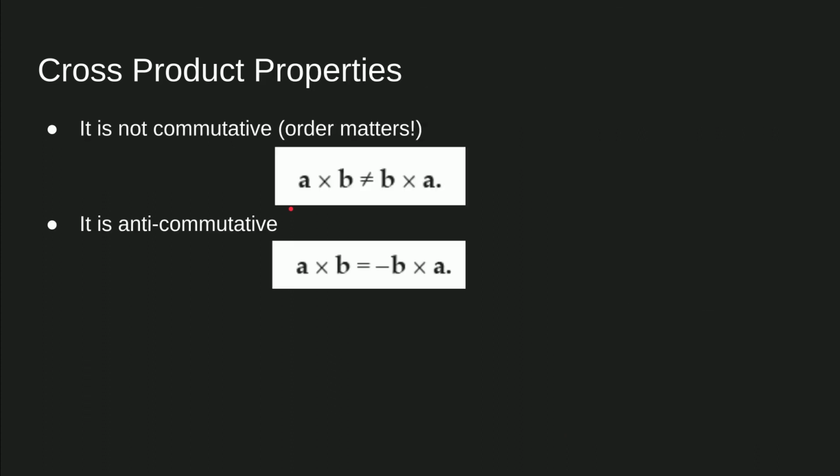Okay. It's not commutative, but it is anti-commutative. Okay, so I can take the negation of b and multiply it by a, and that's the same as a crossed with b.